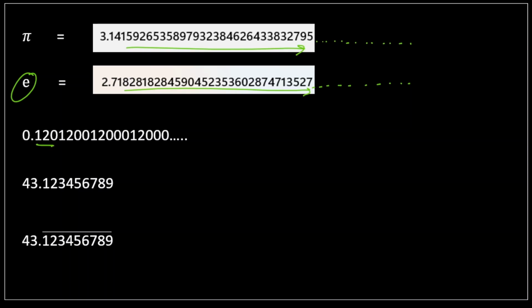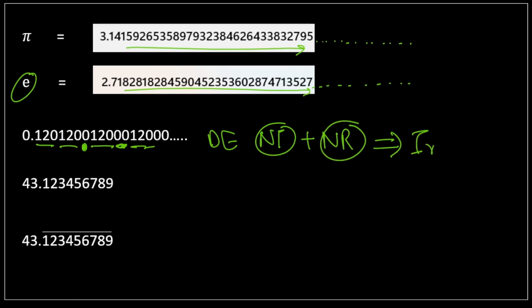This example is classic in the NCERT. It is 0.120, 0.120, but there is another 0, then 120, then there are 2 zeros. So we cannot find any one particular expression which is repeating again and again, and it is never ending. So it is a decimal expansion which is non-terminating and non-recurring, and it is an irrational number. These two are also examples of irrational numbers.